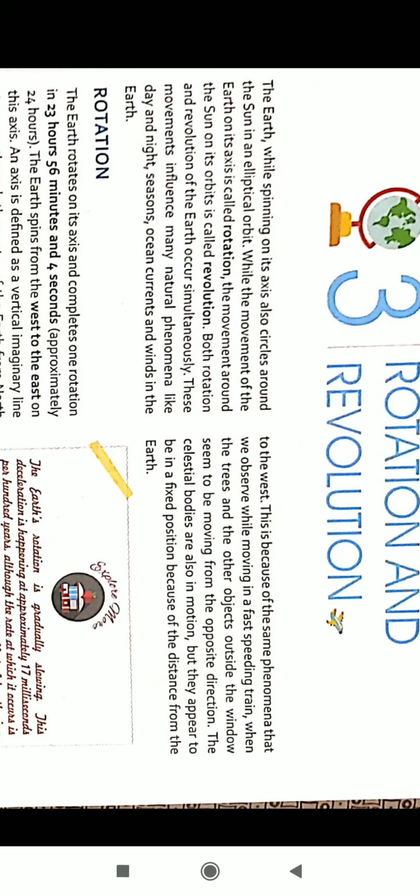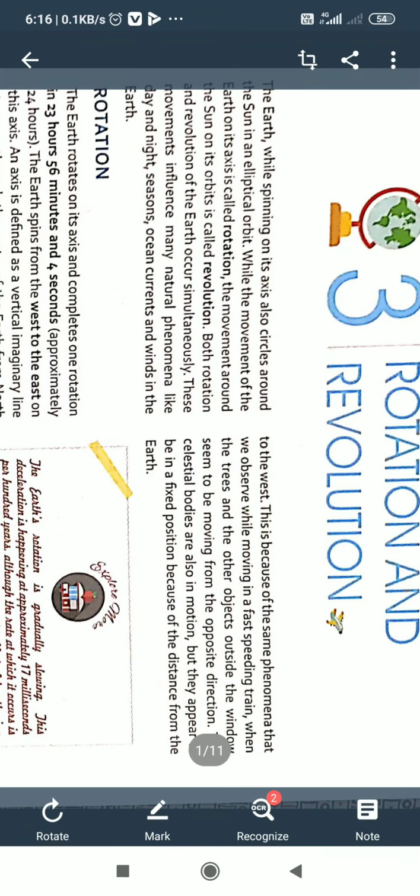In fact, the earth's climate is affected by air temperature, wind, ocean currents, precipitation, changing length of day and night, annual cycle of seasons, etc., which are highly controlled by the earth's daily as well as annual movement. These movements are called rotation and revolution respectively.